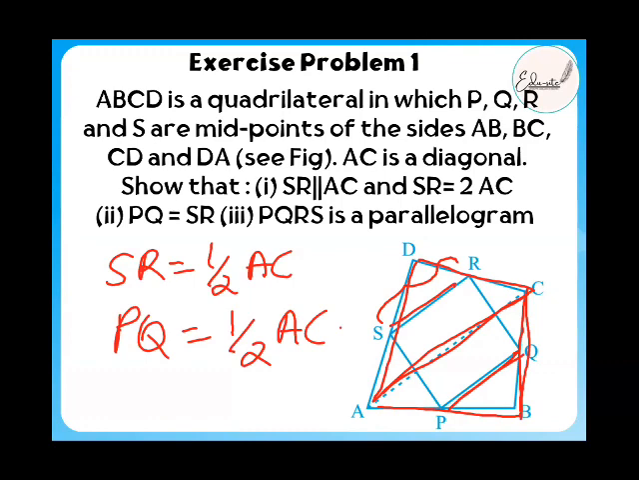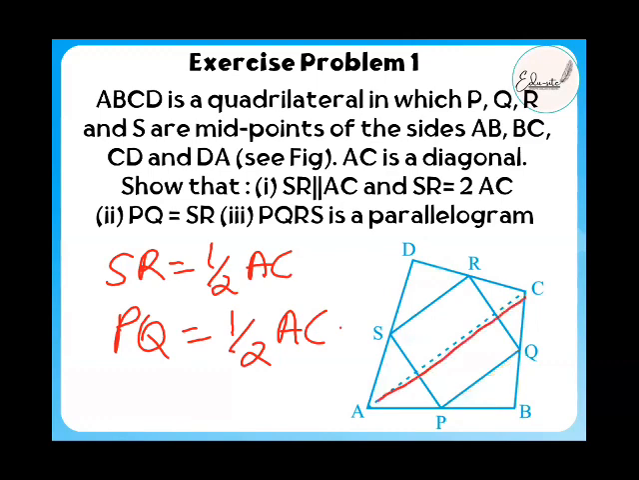PQ is equal to half of AC. Is it right or wrong? What did we apply? We applied the midpoint theorem again towards the downer. In the lower triangle, if we apply the midpoint theorem, then PQ is equal to half of AC, right? By the midpoint theorem, this and this are parallel as well as PQ is equal to half of AC.